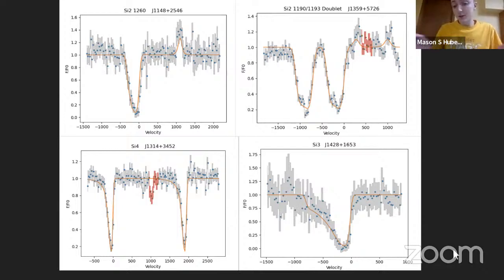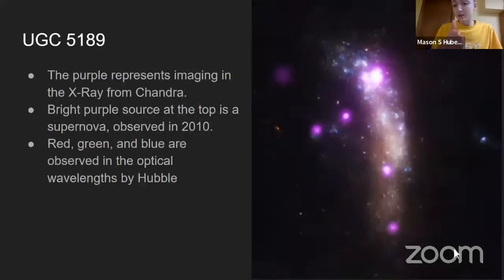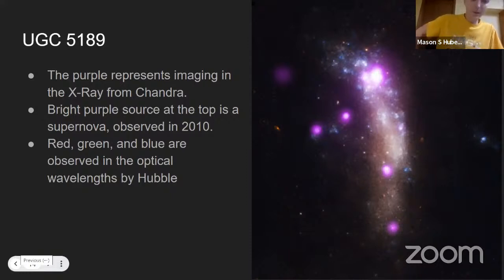Yeah, so those are just some interesting things that outflows do. They are prevalent in irregular galaxies like M82, but many galaxies with star formation have these as well. So it doesn't necessarily have to be limited to just irregulars. But this is a very relevant area of research at the moment. And here is another galaxy, UGC 5189.